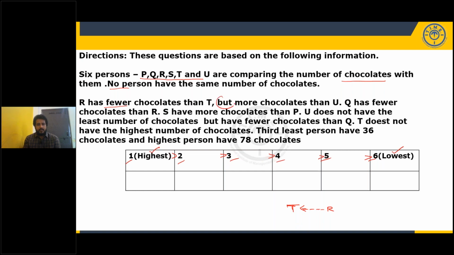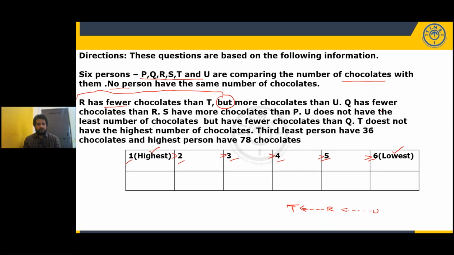But refers to the first person as the subject, so we are talking about R. R has more chocolates than U. So in the arrangement, R comes before U. Somewhere in the arrangement T, after T somewhere R, after R somewhere U. But where can I fix that? So many possibilities. So keep it aside.